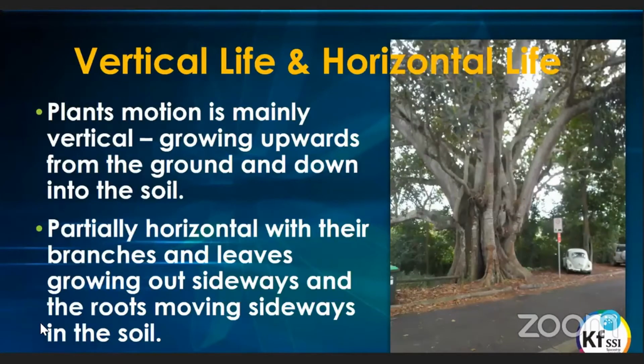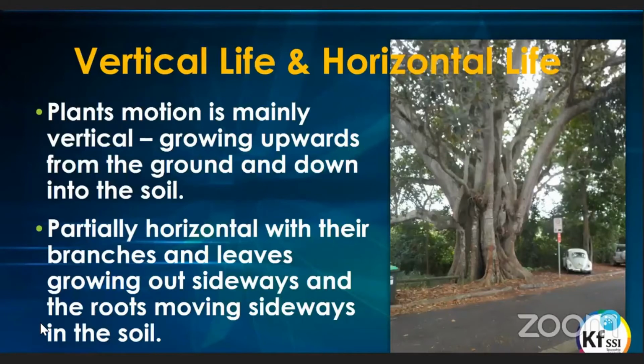So the plant's motion is mainly vertical, because we see that they grow upwards with their stems and their branches, and then their roots grow downwards into the soil. But it is also partially horizontal, in that their branches and leaves do grow out sideways, and the same with the roots as well, going out sideways.